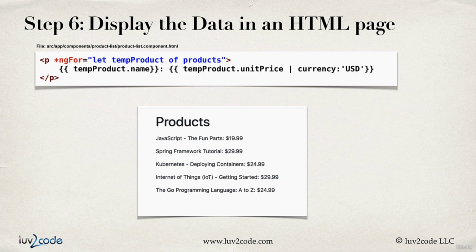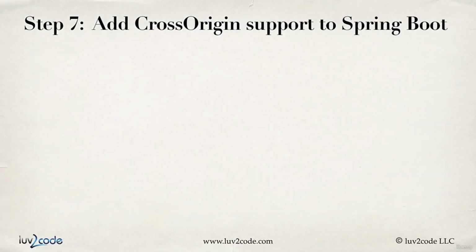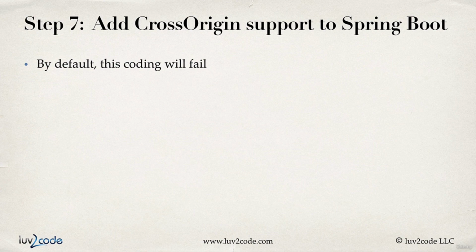We can make it pretty by putting it into an HTML table, putting it into a big web template. But right now we're just trying to get the functionality of having our Angular front-end code make a call to the back-end Spring Boot code. So hold your horses here. This code will not work because there's one more thing that we need to do here.